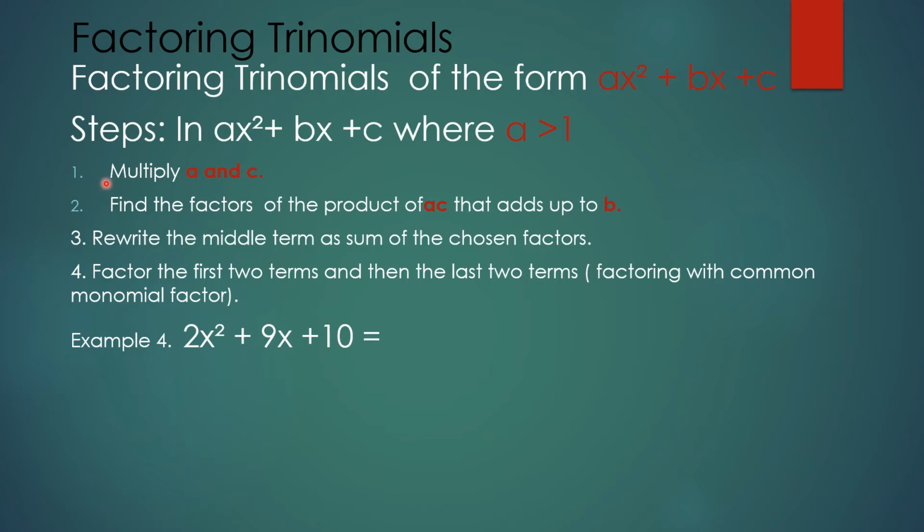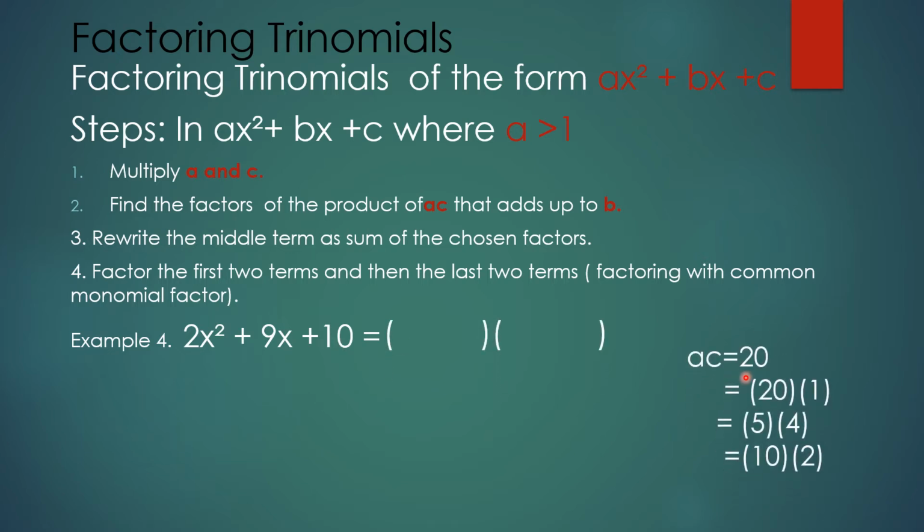Now, first step dito, sabi multiply a and c. So we need to multiply 2 and 10. So that 2 times 10, that is 20. So ngayon, yun yung hahanapan natin ng dalawang factors ng 20 na kung saan pag inad natin, yung sagot ay equal to b or equal to 9. So alam natin ang 20, pwede siyang 20 times 1 or 5 times 4 or 10 times 2. Pero alin dito ang pipiliin natin na magiging 9 pag inad natin?